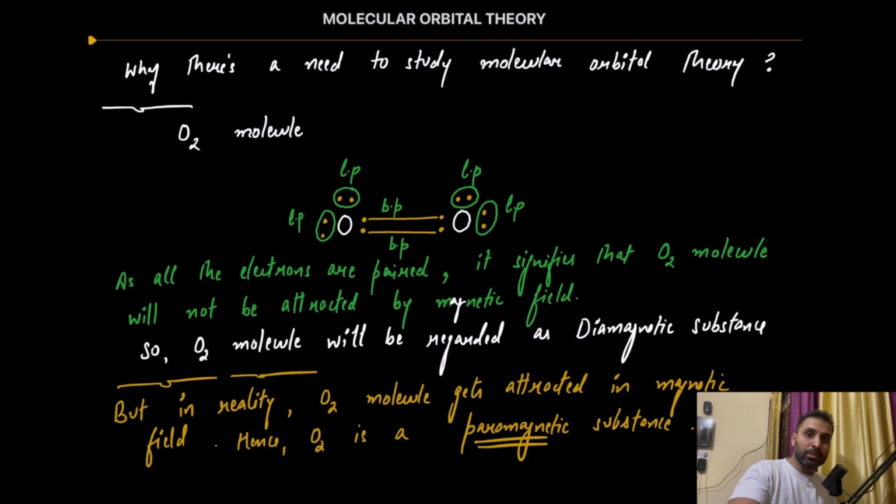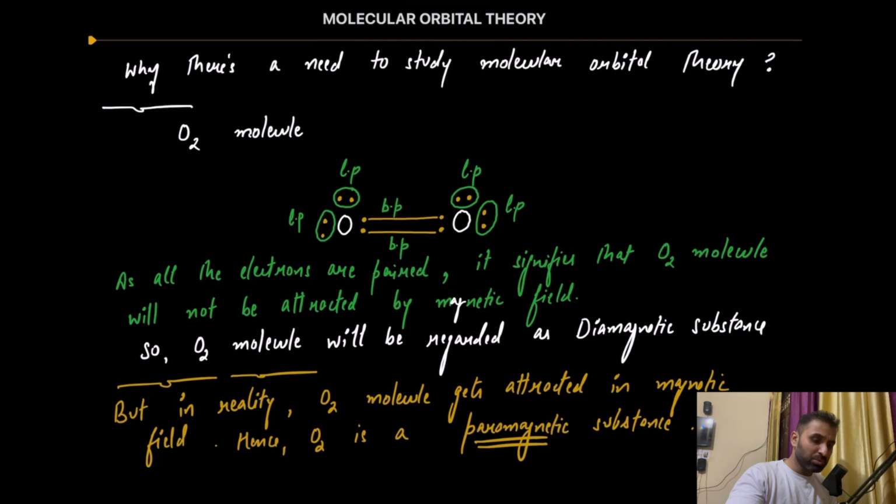According to theoretical concept, O2 is expected to be diamagnetic. That is, it will not get attracted in a magnetic field because all the electrons of the O2 molecule are paired. But in reality, O2 is found to be paramagnetic. That means it gets attracted by a magnetic field. What's the condition for any chemical compound to get attracted by the magnetic field? It's that the molecule must have some unpaired electrons. At least one unpaired electron must be there. Only then will that substance get attracted in the magnetic field.